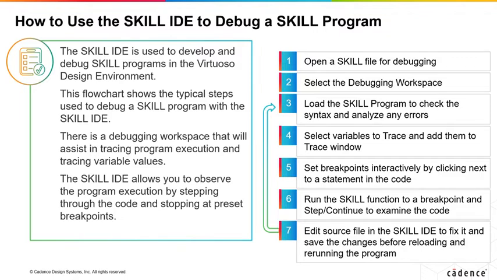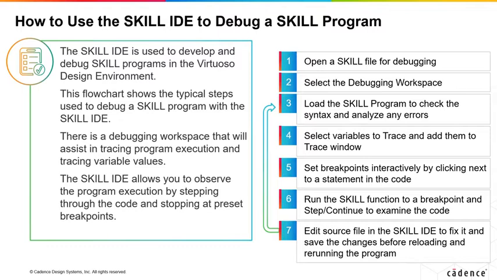Then once you've set up things for tracing and for breakpoints, you can run the skill function. It will then run to a particular breakpoint, and then you can step or continue. Step would be like a command at a time. Continue would be continue to the next breakpoint. And you can examine the code, what's going on, what parts of the code are executing, what are the values of the variables in the program.